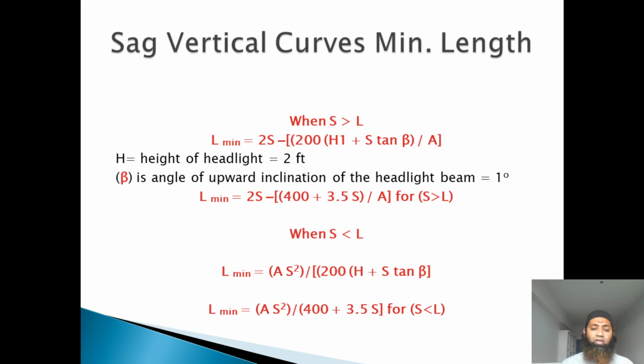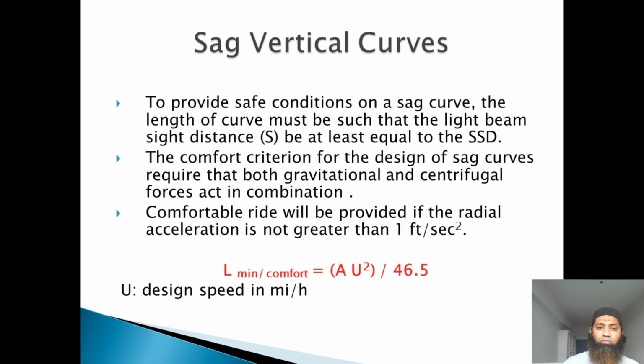So L minimum will be AS square divided by 400 plus 3.5S for S less than L. It has been simplified and we have got this last formula. You can see here sag vertical curves. To provide safe conditions on sag curve, the length of curve must be such that the light beam sight distance be at least equal to SSD. So it is very important we have a good light beam sight distance, and it should be equal to SSD.